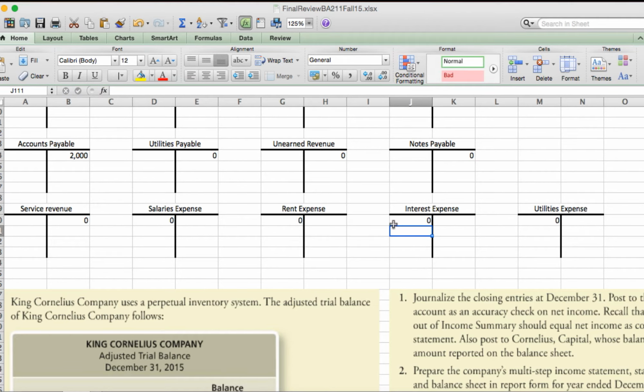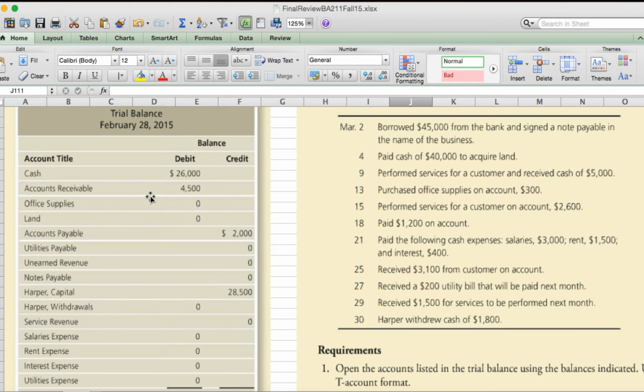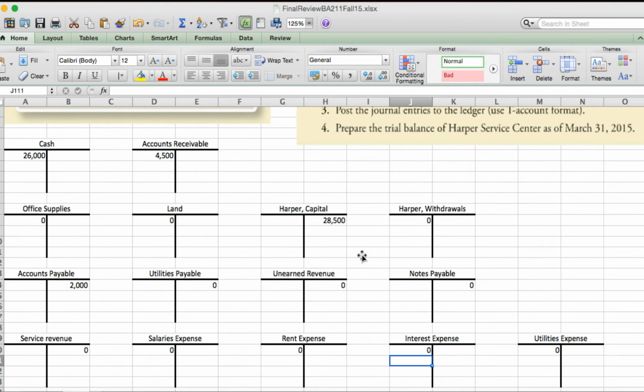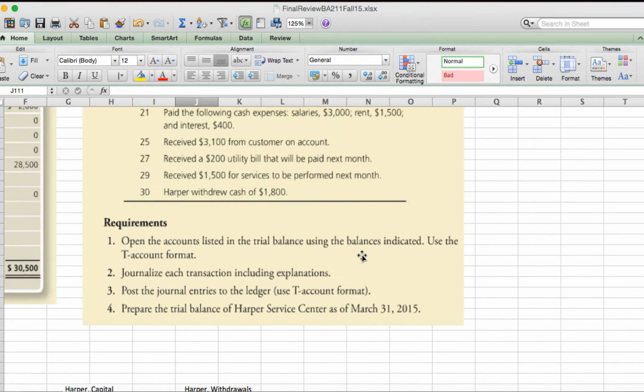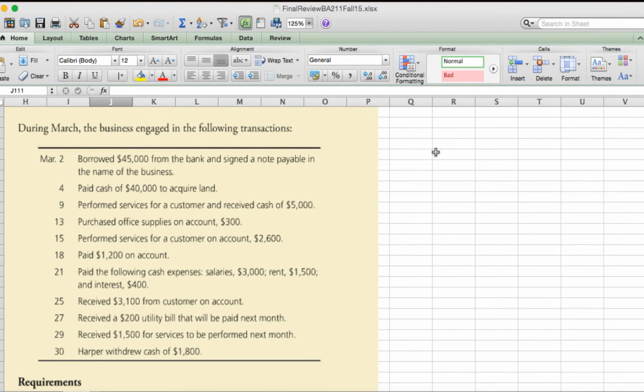Okay, so all I've done is with T-charts, I've opened all of these accounts here and listed based on the trial balance what the account balance is for each of those. So that was requirement 1. Now I will go through and journalize all of these journal entries. Okay, so got the date, March 2nd. Borrowed $45,000 from the bank and signed a note payable in the name of the business.